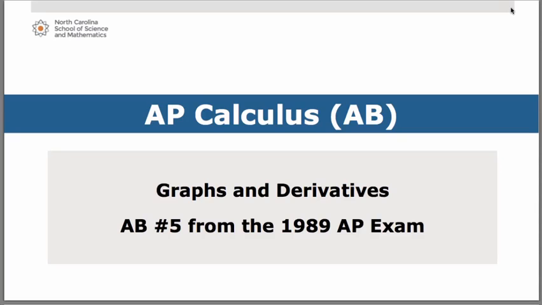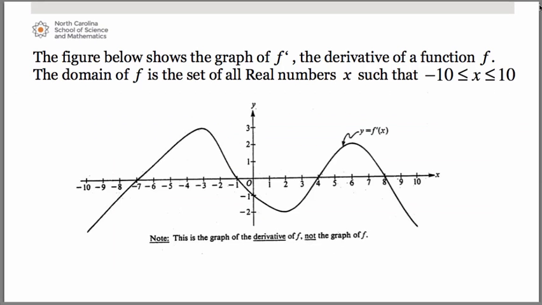Hi everyone, we're going to take a look at a problem from the 1989 AP Calculus AB exam. This is the problem, as I like to say, that started it all in terms of asking students to sketch a possible curve of an original function from that of the derivative, or even seek information about an original function from the graph of the derivative. So what you see here is exactly how it appeared on the AP exam in 1989.